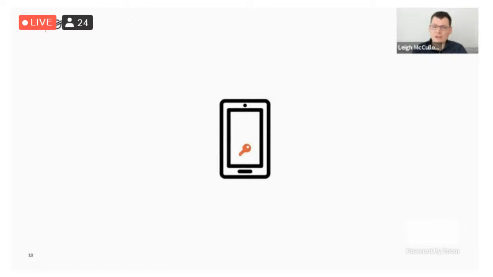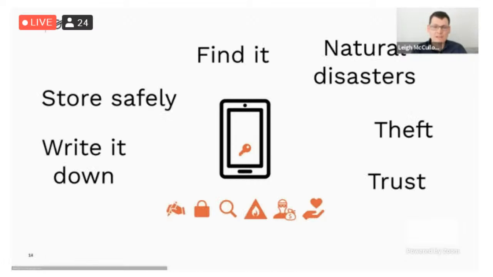For each approach, we're going to consider what responsibilities the user is taking on. The reason that responsibilities matter is because the responsibilities a user has are as much the user experience of the wallet as the wallet's user interface is. I'm going to use these icons to represent some of the responsibilities that a user might have. So we've got writing the key down correctly, storing it safely, being able to find it or not lose it, protecting it from natural disasters, protecting it from theft, and then finally, trusting someone else to do these things for them.